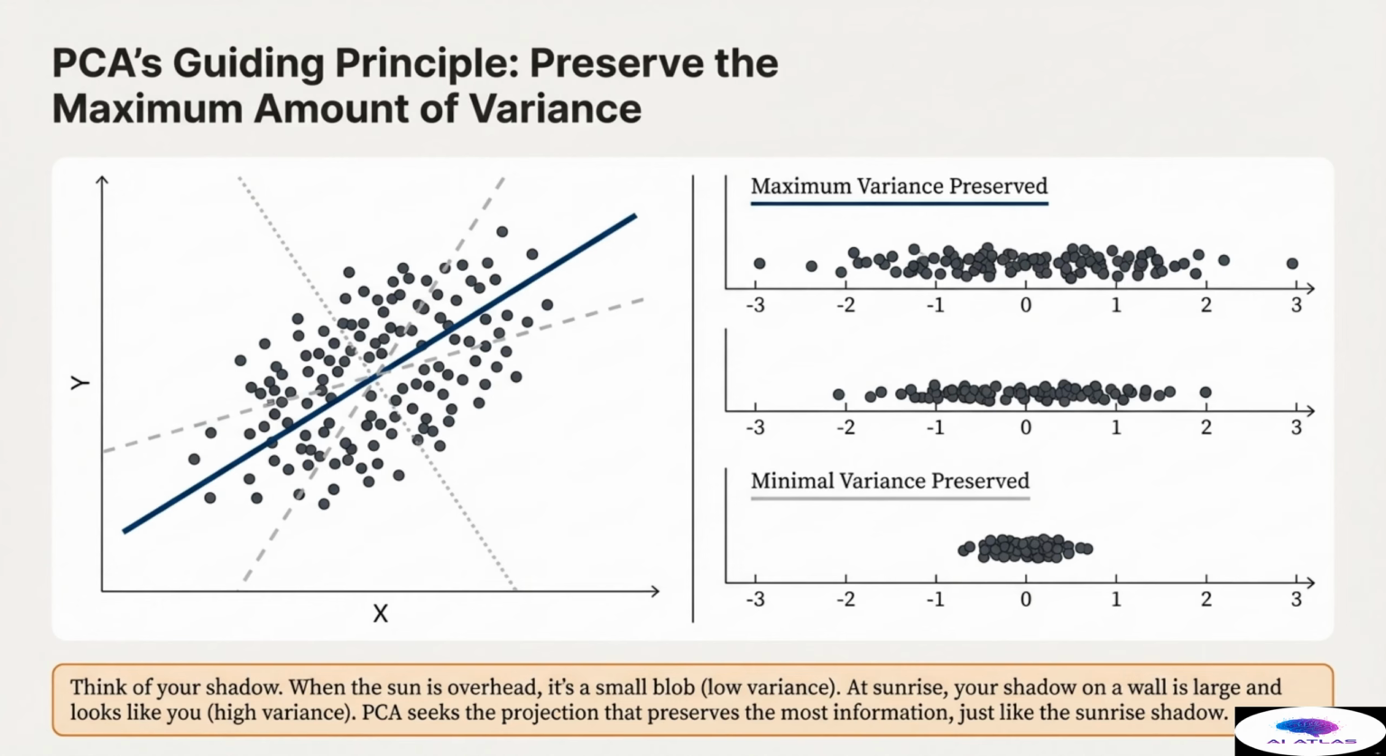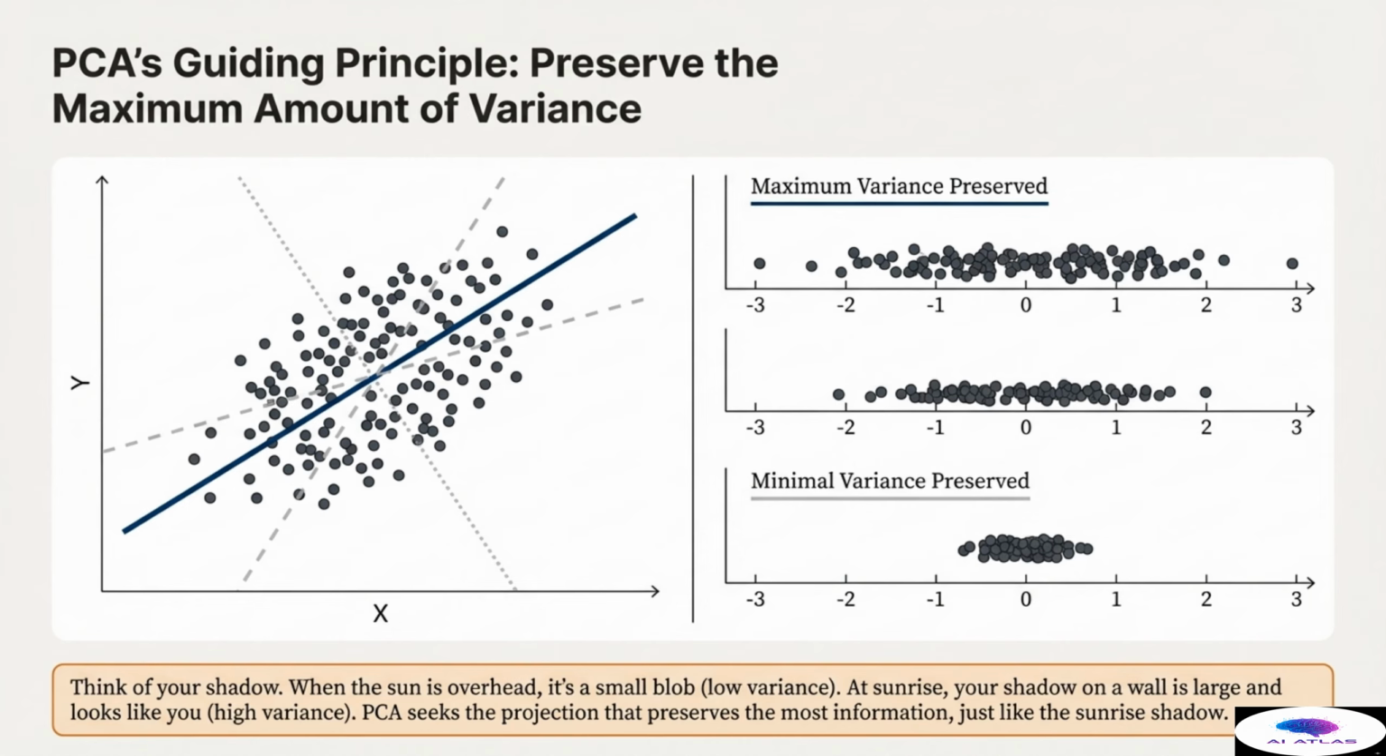How does PCA mathematically determine the closest hyperplane? Its selection process is guided by a powerful and elegant principle. It seeks to preserve the maximum amount of variance. Variance in this context is synonymous with information. PCA looks for the projection that spreads the data out as much as possible, ensuring that the relationships and distinctions between points are maintained. We can understand this best with the shadow analogy.